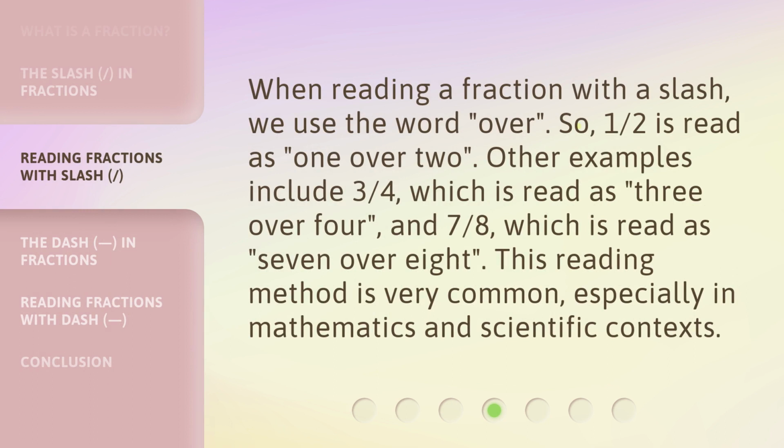When reading a fraction with a slash, we use the word over. So, 1/2 is read as 1 over 2. Other examples include 3/4, which is read as 3 over 4, and 7/8, which is read as 7 over 8. This reading method is very common, especially in mathematics and scientific contexts.